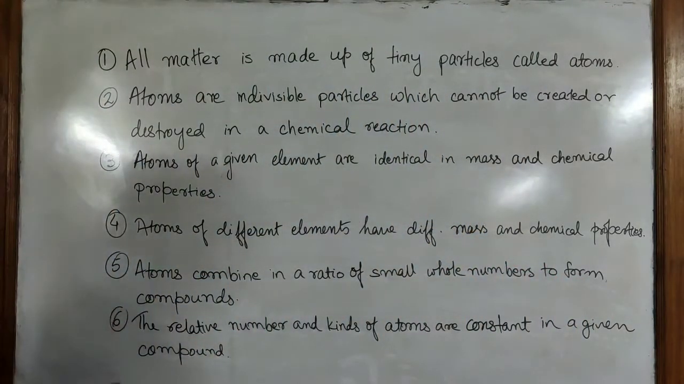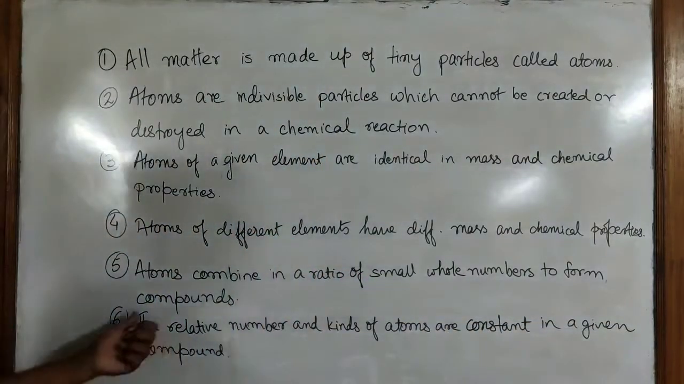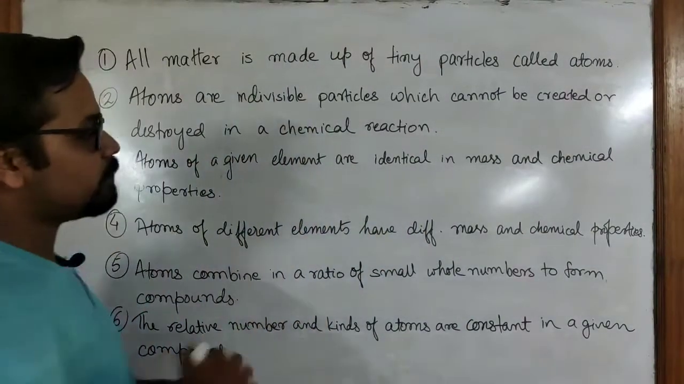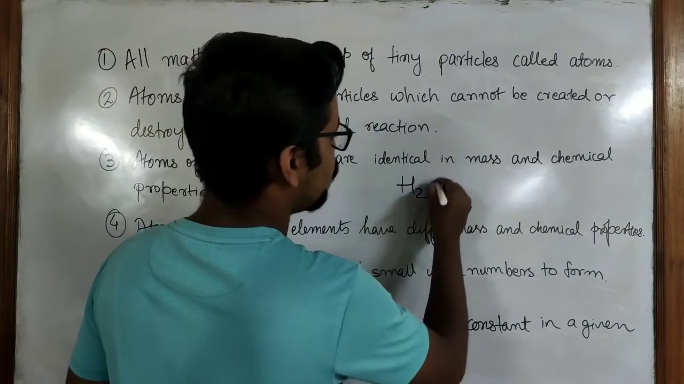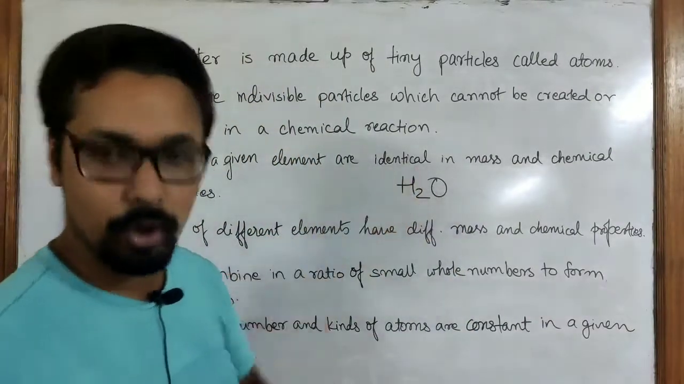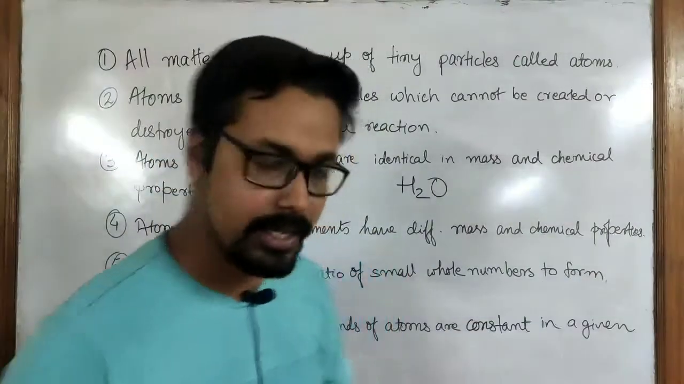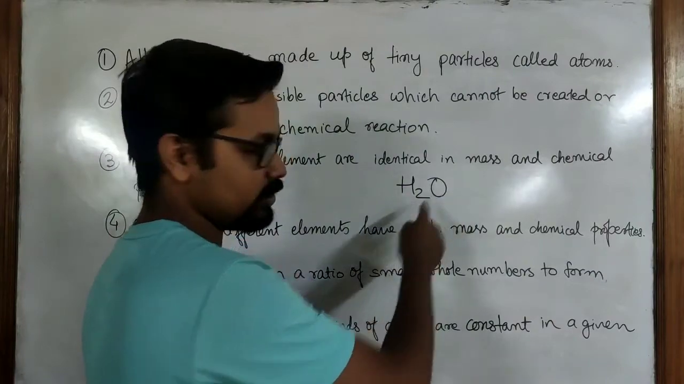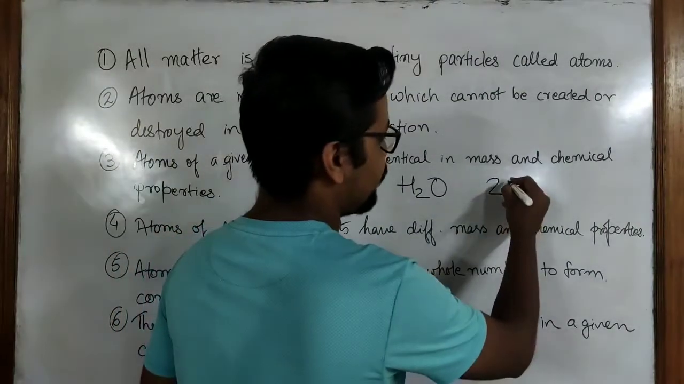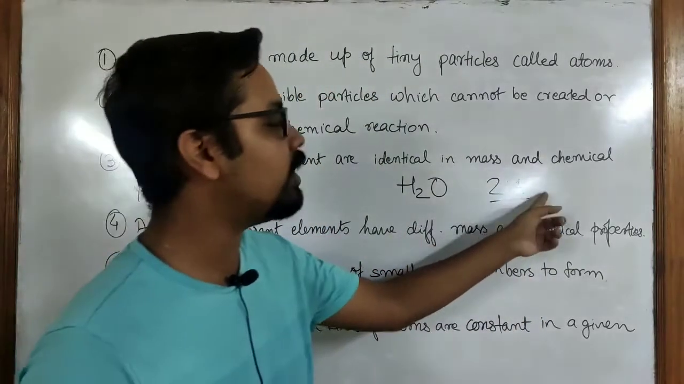Now moving on to point number 5. Atoms combine in ratio of small whole numbers to form compounds. That means, for example, let me write this one, H2O. So here we have 2 atoms of hydrogen and 1 atom of oxygen. So it says they combine in a ratio of small whole numbers. So atoms of hydrogen and oxygen are combining in a ratio. What is the ratio? 2 atoms of hydrogen and 1 atom of oxygen. This is the ratio, 2:1. So these are all whole numbers, right?